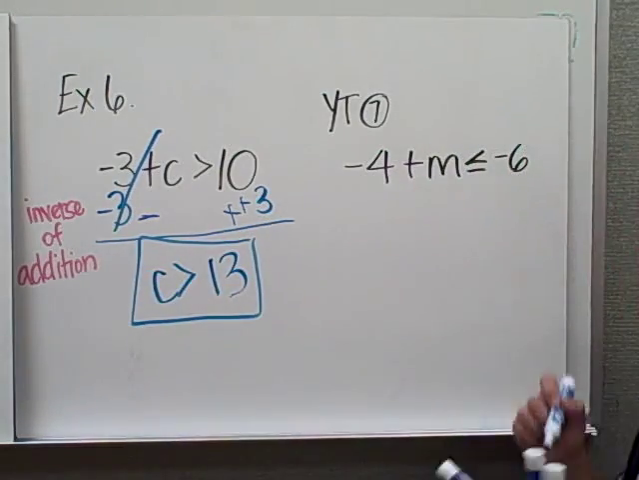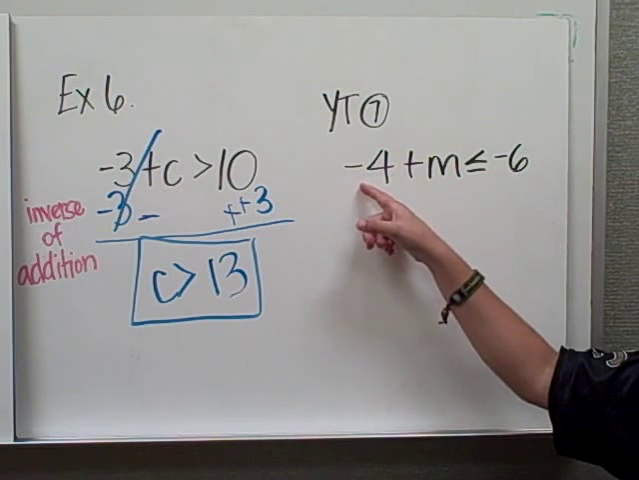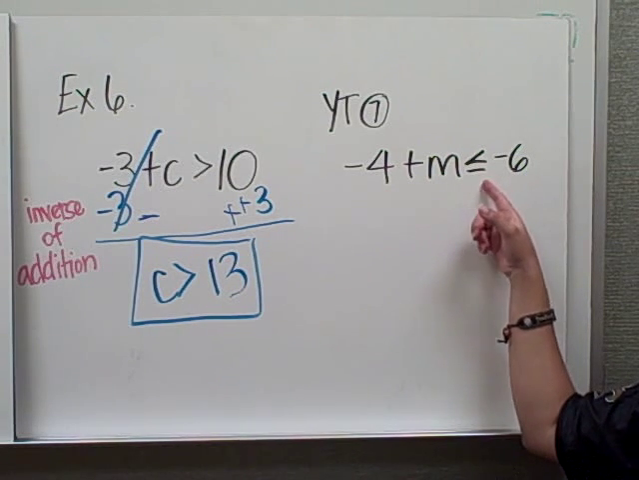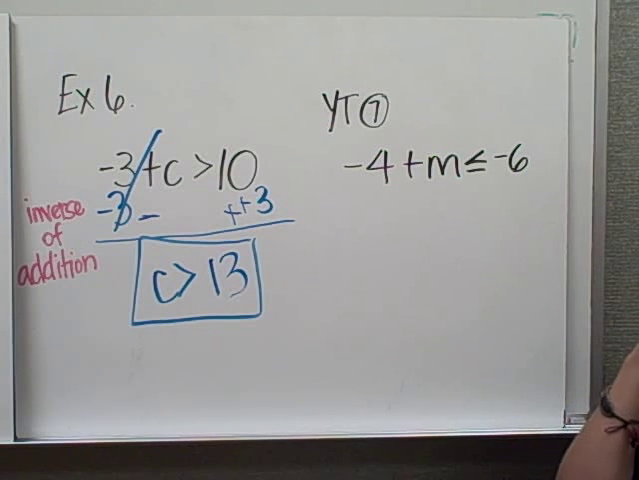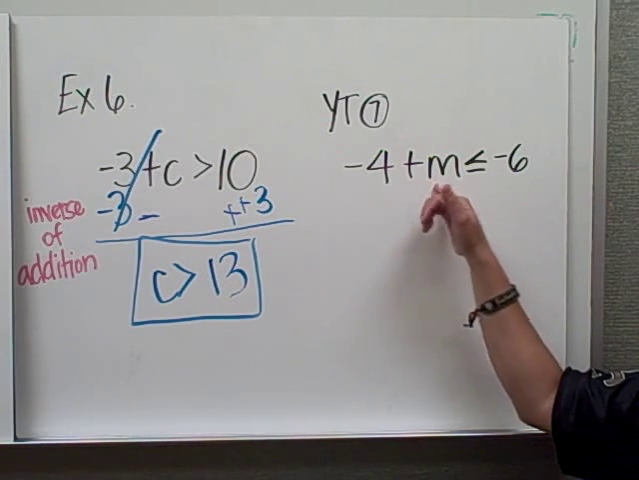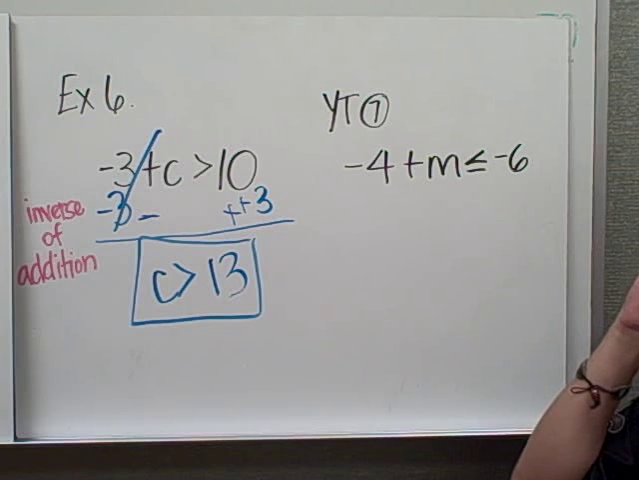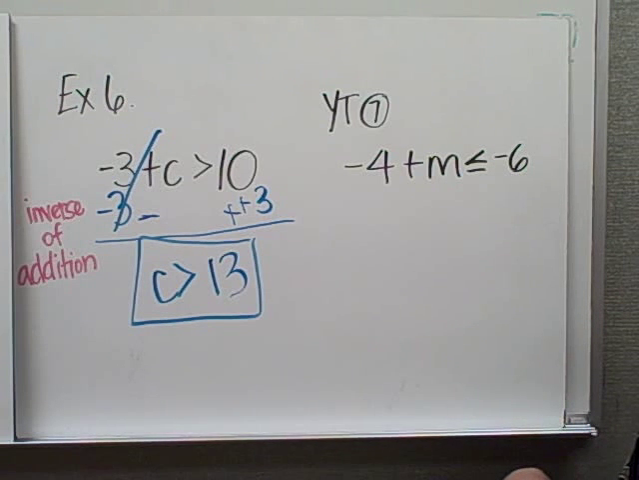So you try number 7, just like I did. Negative 4 plus m is less than or equal to negative 6. You solve it. You don't have to graph it. Just solve it on your own. And then pause it, and then press play when you're ready to hear my explanation.